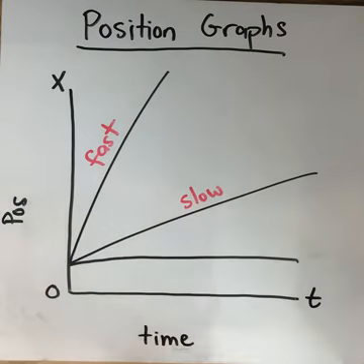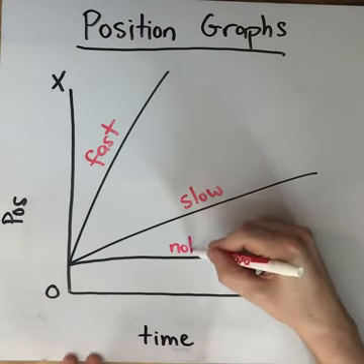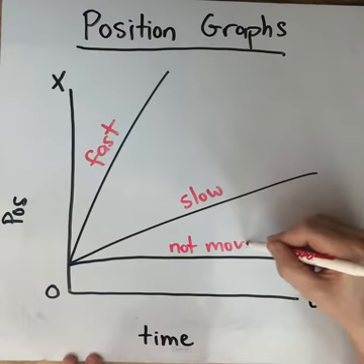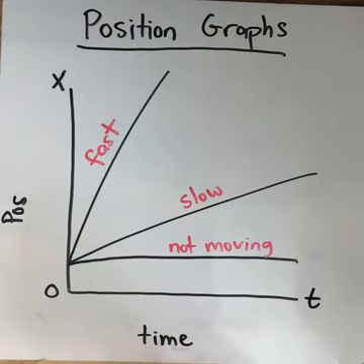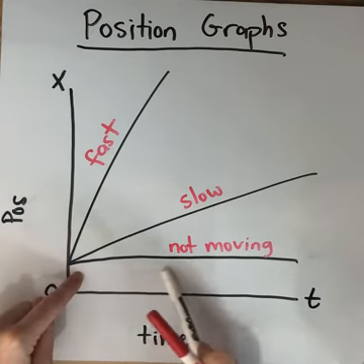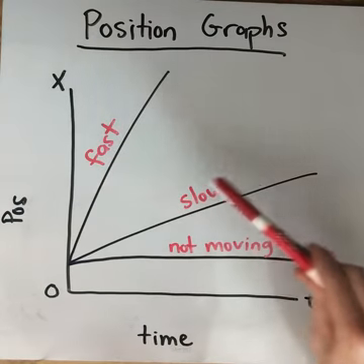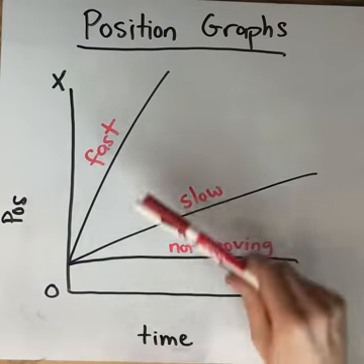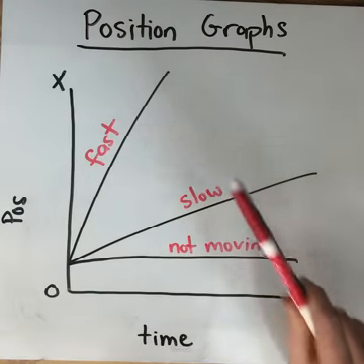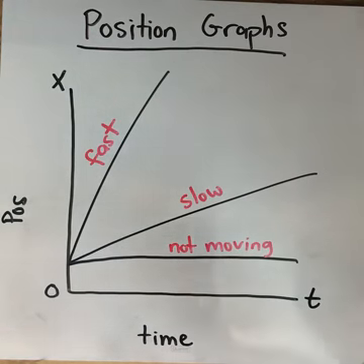If your position graph is flat, this means that you are not moving. Notice your position stays the same at all times. In other words, you're not going anywhere. Okay? So you need to be able to see these patterns quickly. Steep is fast, flat is not moving.